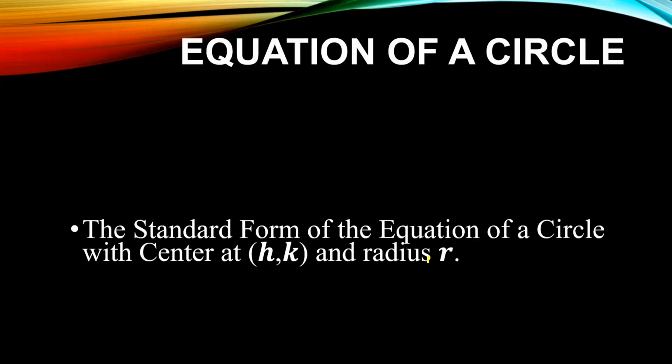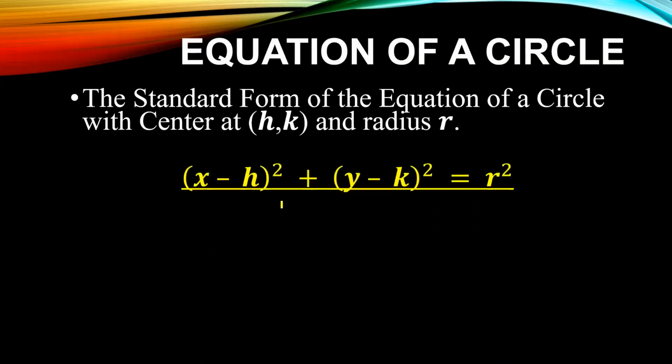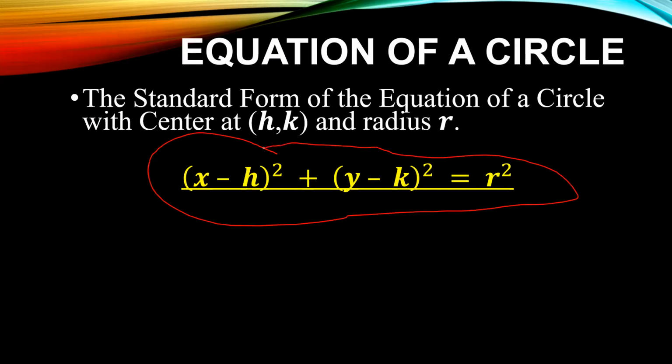Next, we have the equation of a circle. The standard form of the equation of a circle with center at (h, k), and radius r, is given by this equation: the quantity x minus h squared plus the quantity y minus k squared is equal to r squared, where h is the x of the ordered pair of the center, k is the y of the ordered pair of the center, and r is the radius.